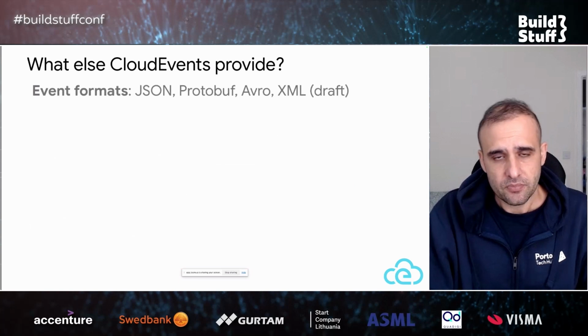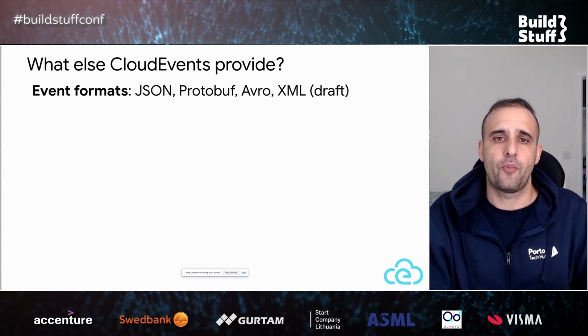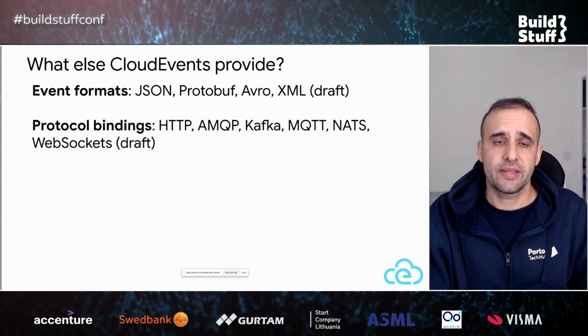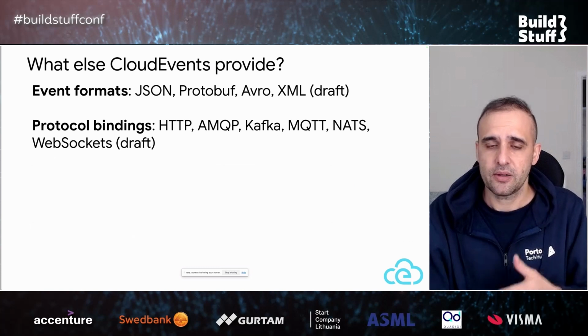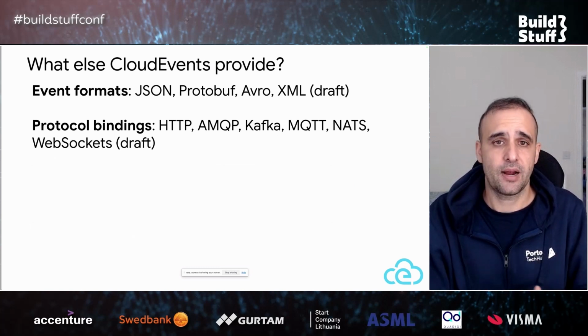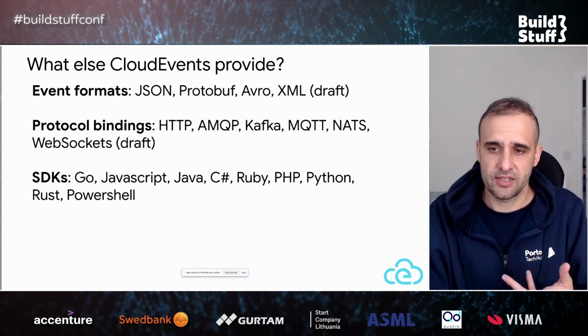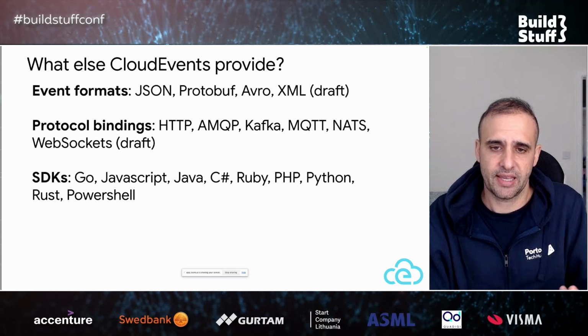But Cloud Events provide more than just a format. It provides different event formats. So you can use JSON by default, but you can also use protobuf, Avro, and there's an XML draft. It provides bindings. So how do you send the event over the wire? Typically, it's HTTP. But if you want to use AMQP, Kafka, or MQTT or others, it's possible. You have SDKs in different languages. So these are the list of the languages. You can just go to the language of your choice and have an SDK ready to read and write these events.